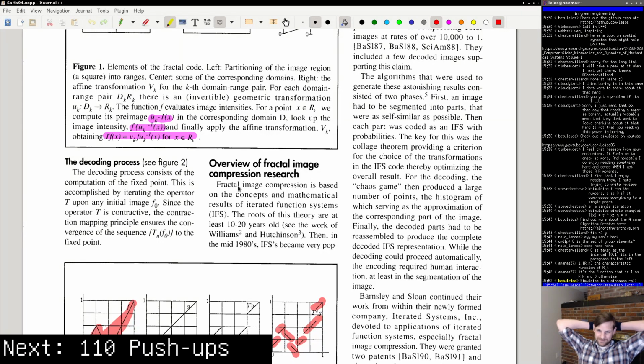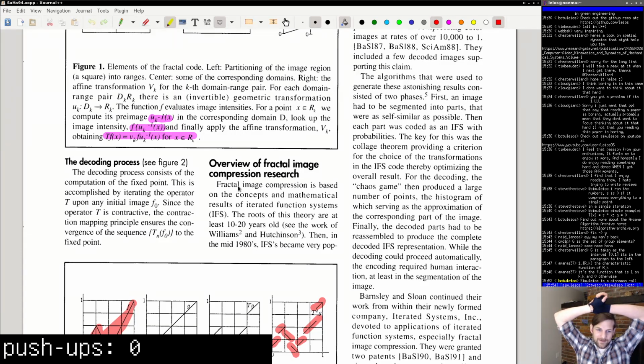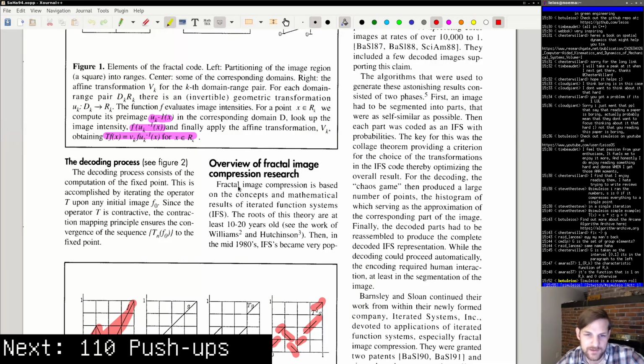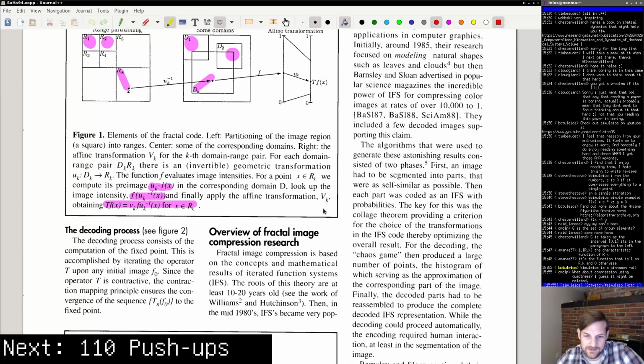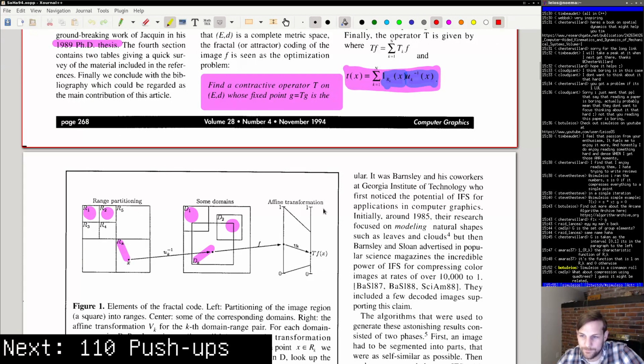I love and hate that I'm just reading this on stream, though. Like, I feel like I should be reading it on my own. Okay. So fractal image compression is based on the concepts and mathematical results of the iterative function systems. The roots of this theory are at least 10 to 20 years old. See the work of Williams and Hutchinson. Then in the mid-1980s, iterative function systems became very popular. What about compression using quad trees? I guess it might be related.